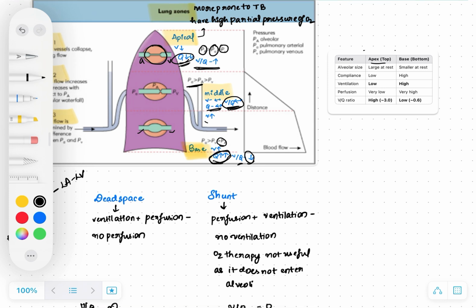At the apex, the alveolar size is large at rest, but at the bottom the alveolar size is small at rest. So the compliance is very low at the apex compared to the base. So the ventilation will be low compared to the base. And the perfusion is dependent on gravity. At the apex the perfusion is low compared to the base. So the V by Q ratio will be very high at the apex, and at the base it is low.